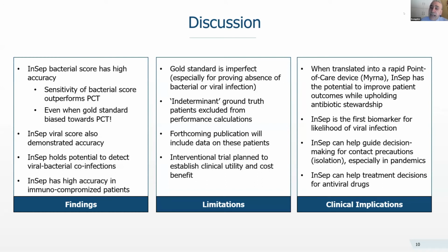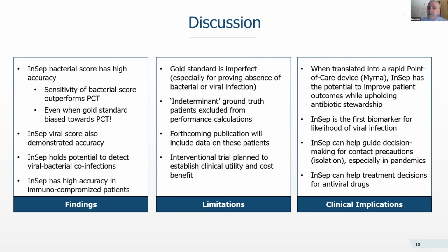So I would like to conclude that our findings point towards an overwhelming sensitivity of this bacterial score coming from INSEP that's better than PCT for the diagnosis of bacterial versus viral infection. However, the advantage over PCT is that we suspect a viral infection with PCT just because PCT is not increased. Here we have genes which point towards the likelihood of viral infection. Always there are sensitivities.